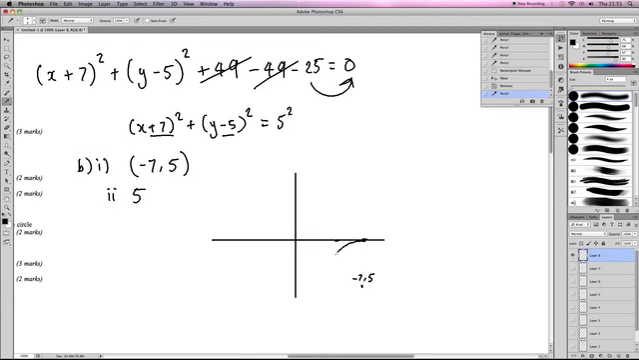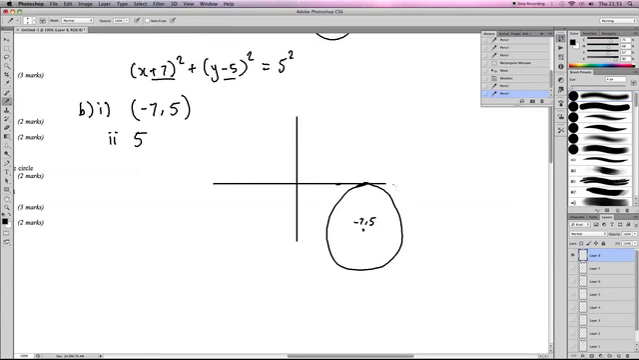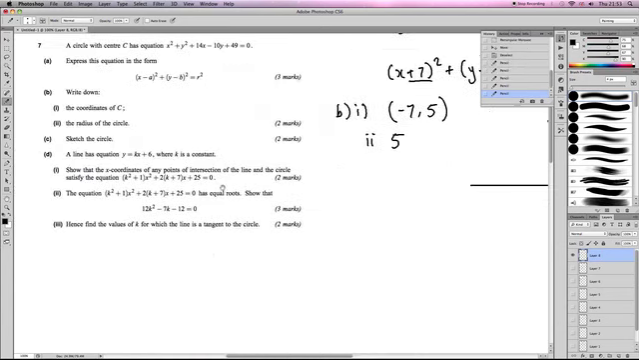So it's going to look like this, really. Whoa, that's not a circle. Yeah, that's a circle. It's the most perfect circle in all of existence. That's it. Move on. There's only 2 marks, so that's it.